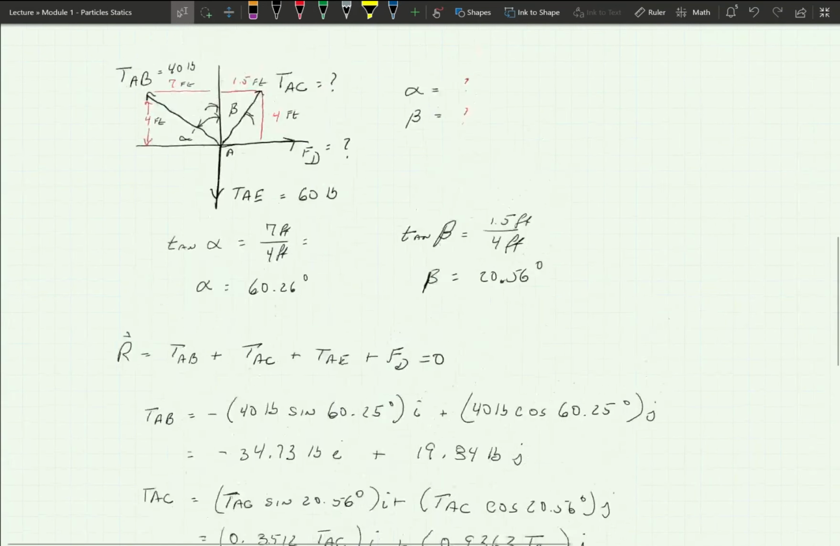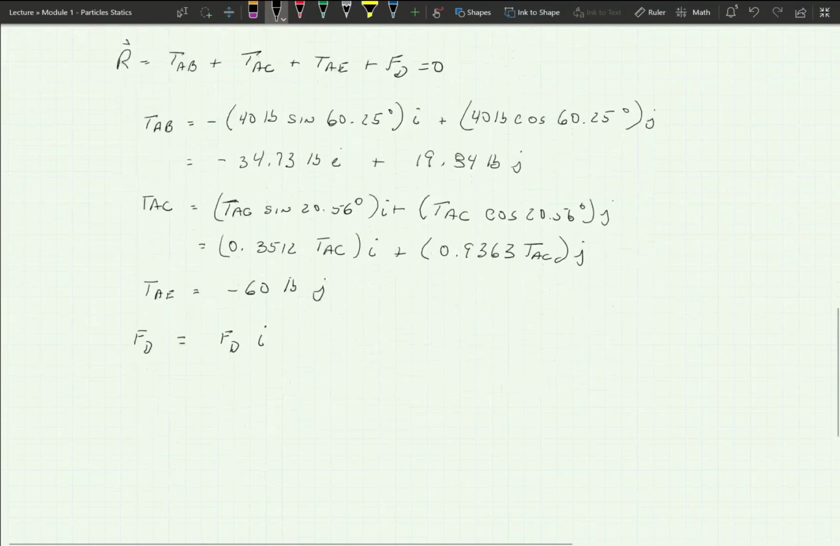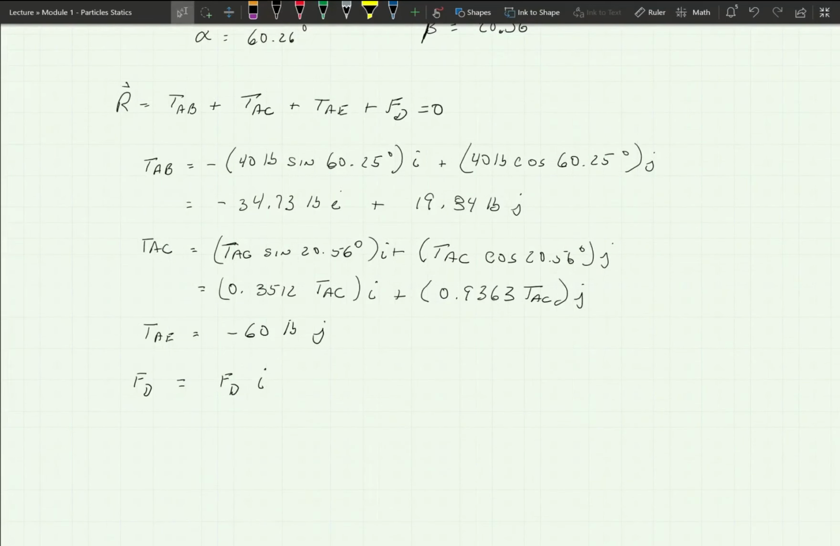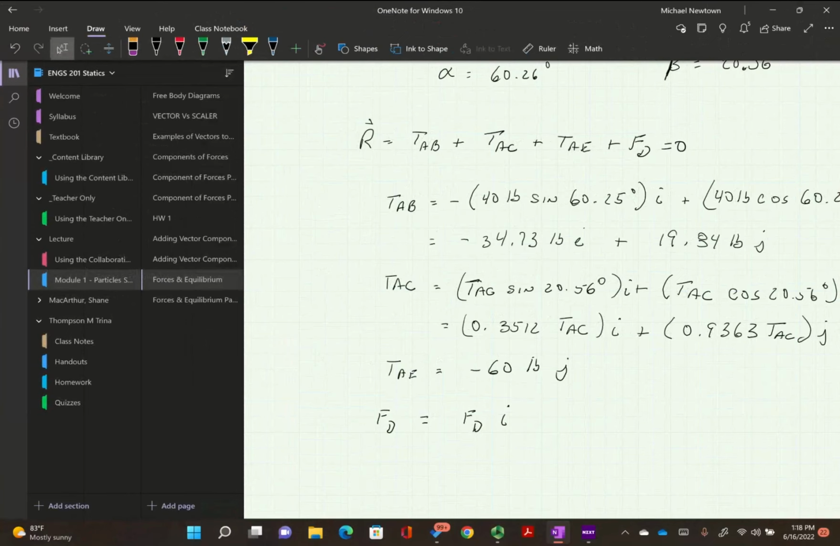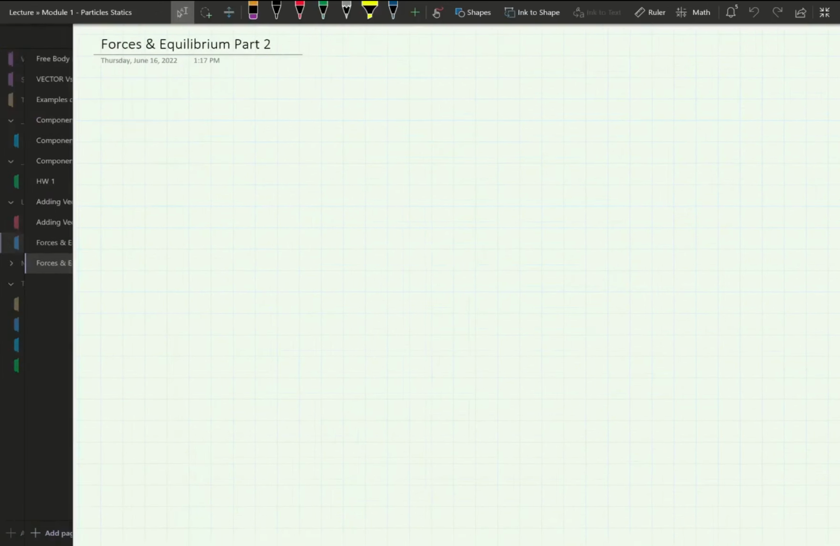So we took that force vector, or that set of vectors, TAB, which we knew, TAC, which we don't know, TAE, which was 60 pounds, and FD, which we don't know, and we're going to solve those. But what I did in the last video was break those into their components and get them all sorted out. So ideally we have some numbers to play with here. I'm going on to the next page just to keep this straight, and we're going to continue on with this.